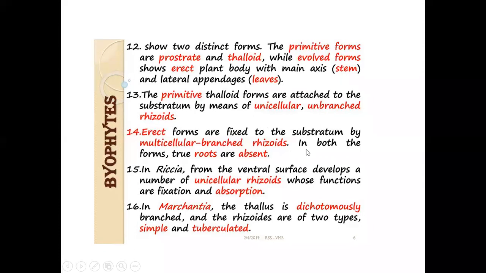At the same time, in these plants you will not have any true roots or true stem, because they are very lower plants when compared to pteridophytes or gymnosperms. Compared with those, these are the lowest plants.